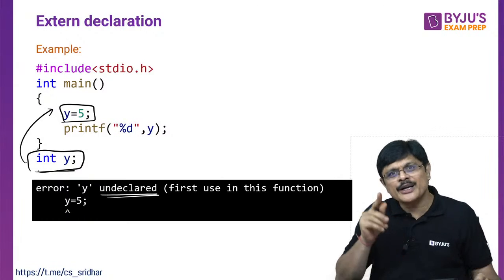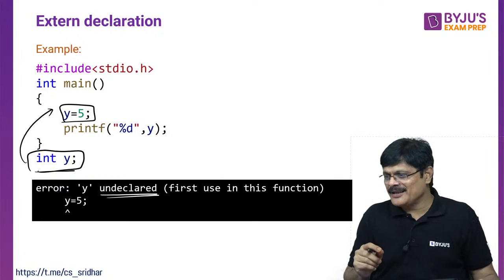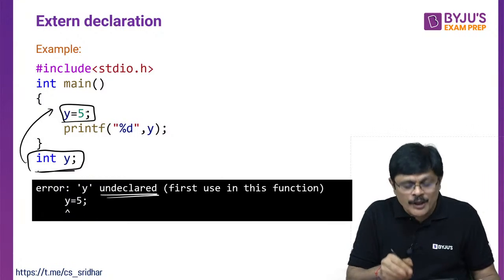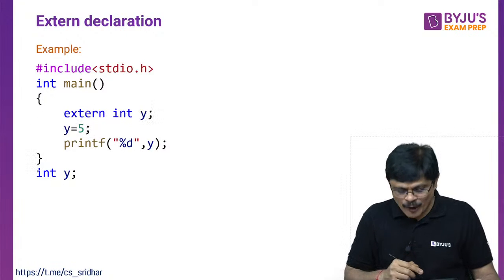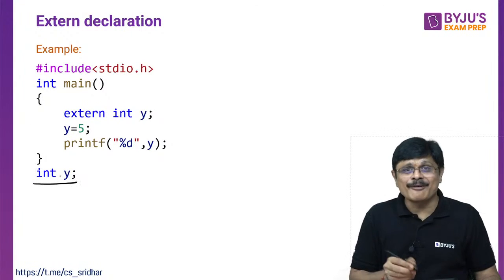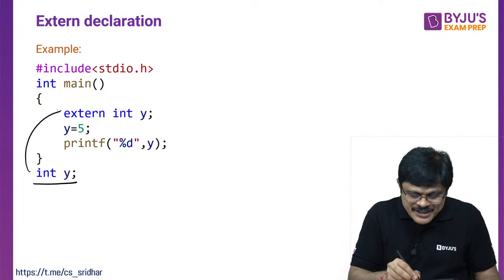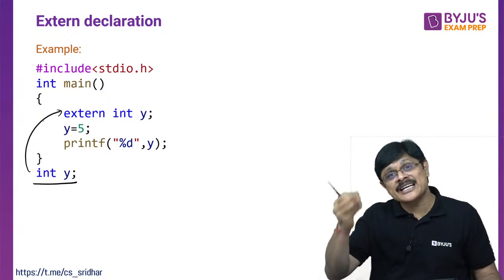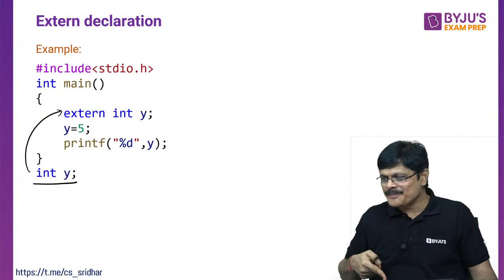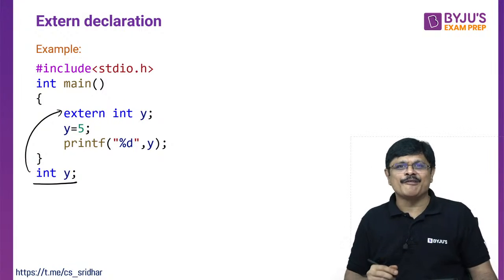So if you want it to run properly, if you want to use it, then what should you do? You do this. Now y is defined later, but you mentioned extern int y, which says such a variable is available, check. So it will check the entire code. Now you get the value of y, my dear friends.